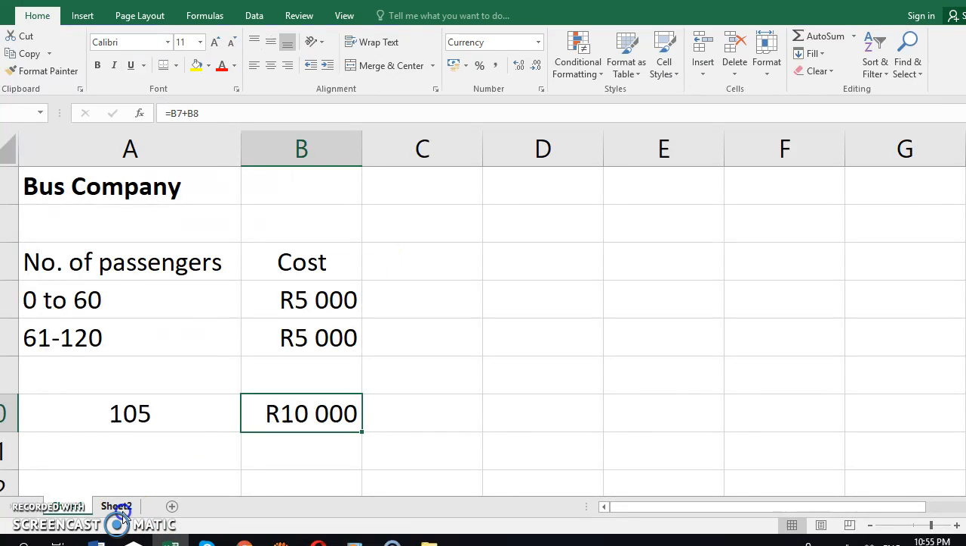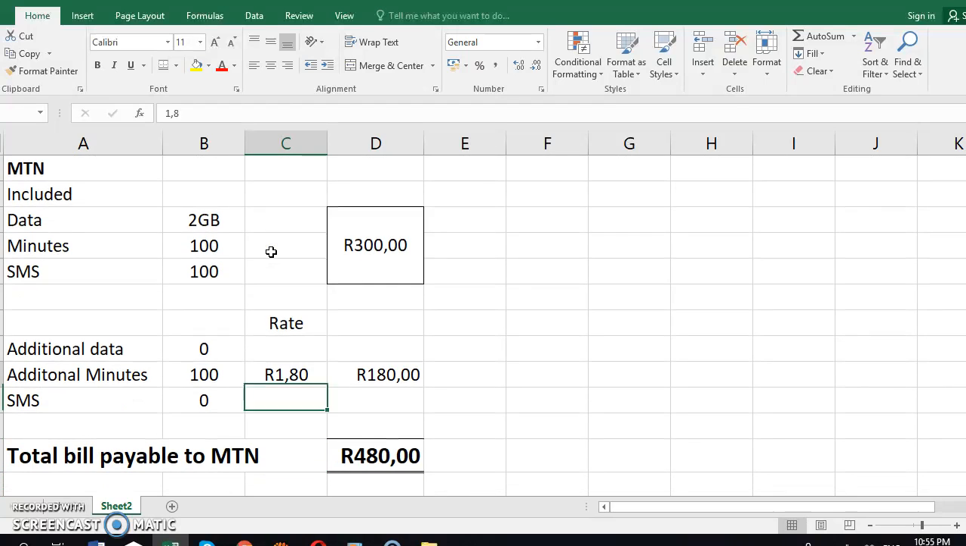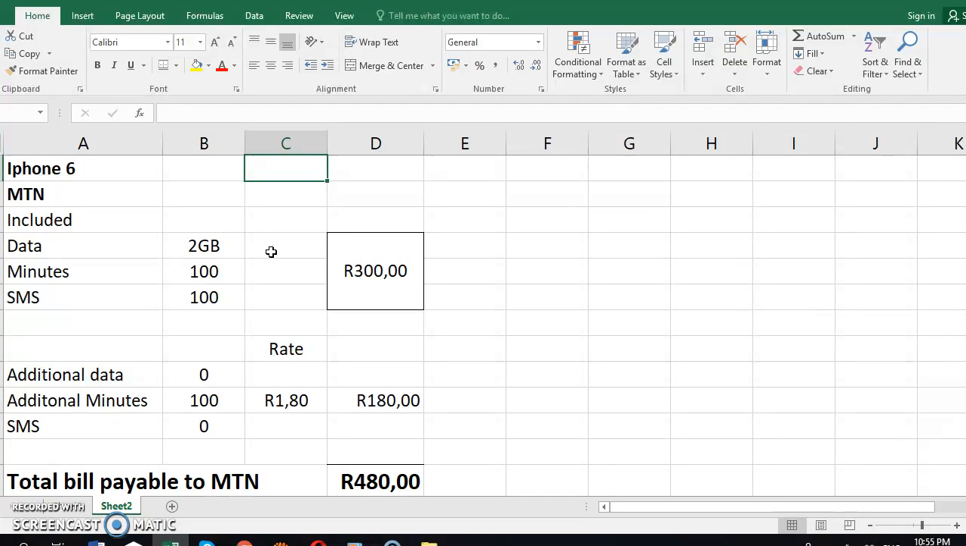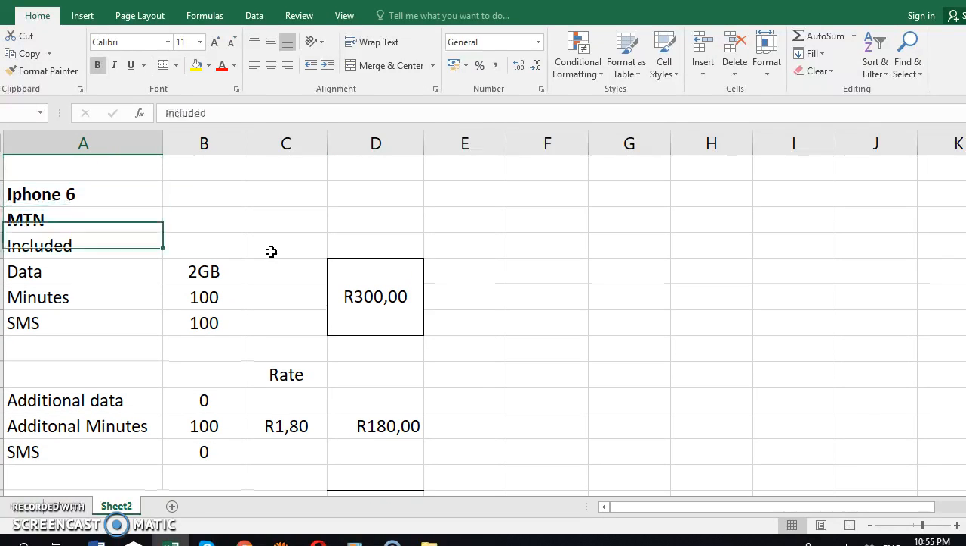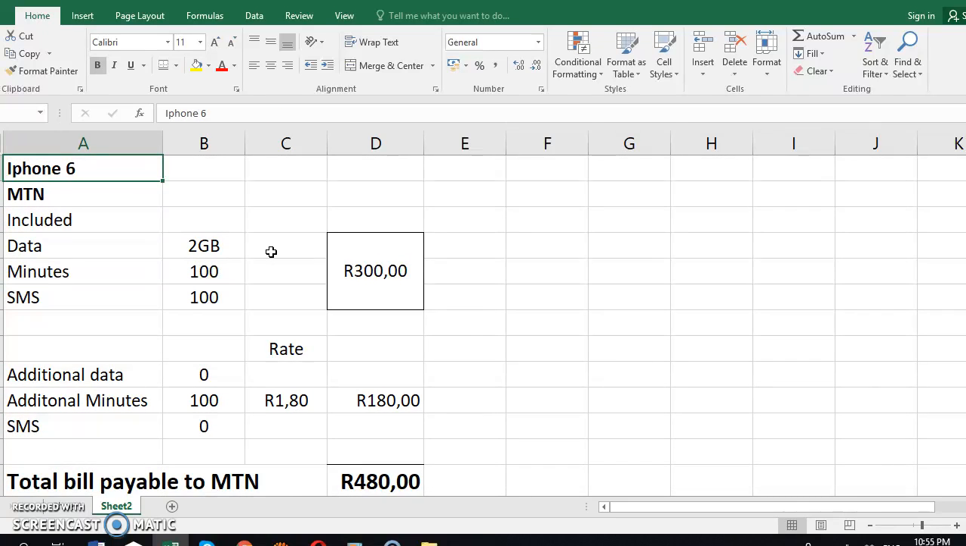So I just quickly copied over my recent bill from MTN. For those outside of Africa, MTN is basically a mobile cell phone service provider in South Africa. So I have an iPhone 6. I know it's a bit outdated, but I'm a management accountant. I want to save money. So basically just a summary of my bill. I pay essentially for 2 gigs of data a month, 100 minutes and SMSs. Nobody uses SMS anymore, but anyway, for that package I pay 300 Rand.